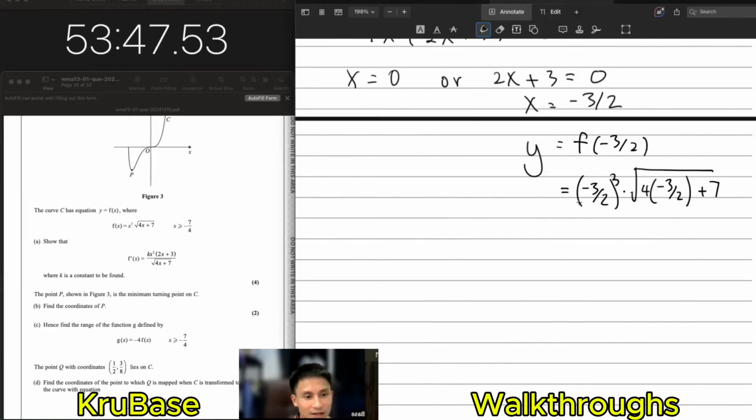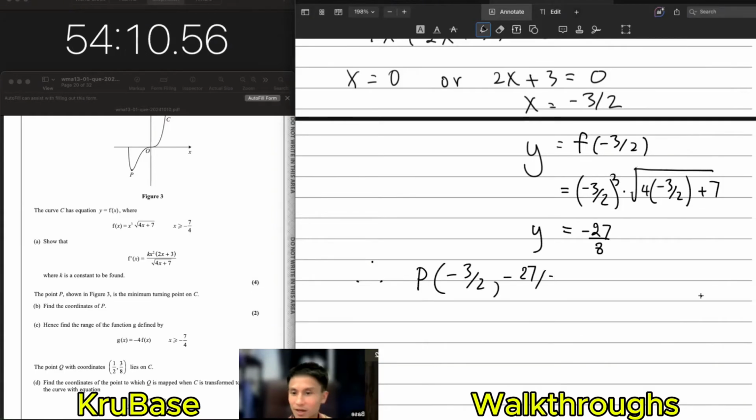Yeah, we can. Because 4 over 2 gives 2, 2 times minus 3 gives minus 6, and minus 6 plus 7 gives 1. So the square root of 1 vanishes, and this will be just minus 27 over 8. So that is the y. That means the coordinates of P would be x negative, y negative. That should work, that's quadrant 3.